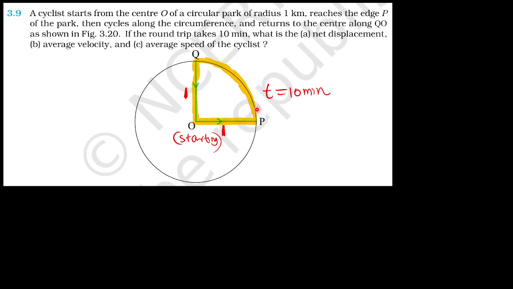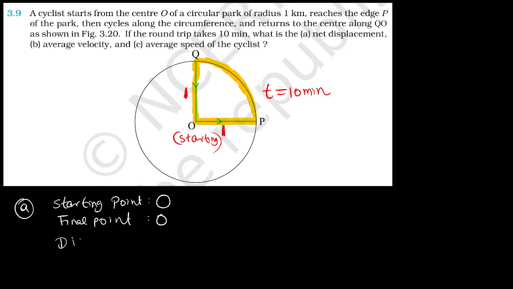What is the net displacement? Anybody? What is the starting point? His starting point is O, correct? What is the final point? His final position is also O. He takes a round trip starting from O, finally reaching the same point O. The displacement is the difference between starting point and final point. The net displacement is 0.